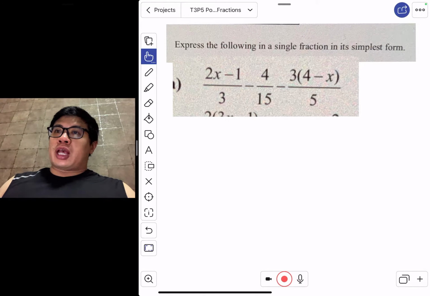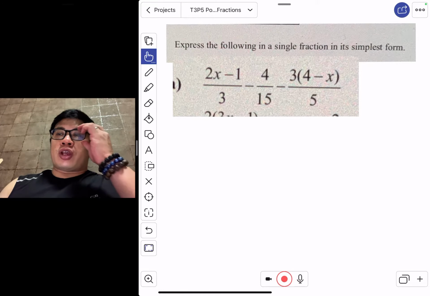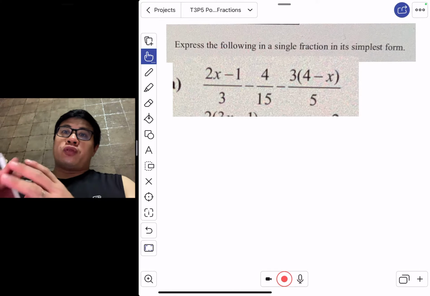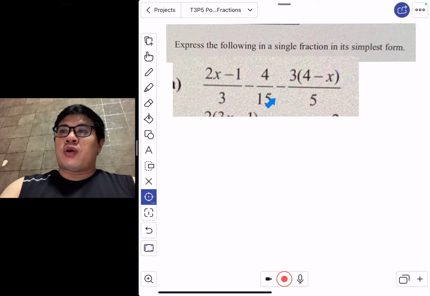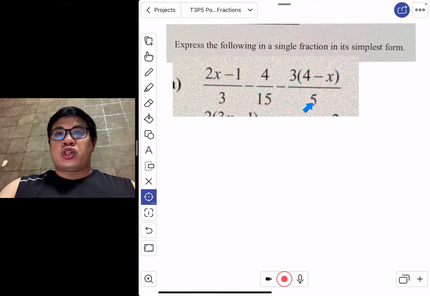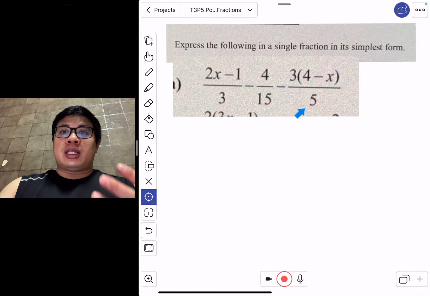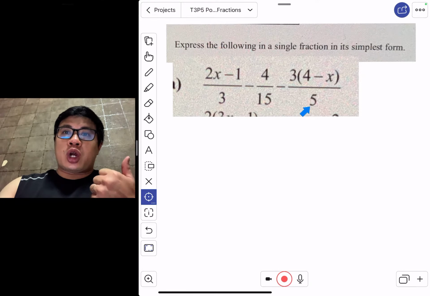We are supposed to express the following as a single fraction in the simplest form. If you take a look at this question, (2x minus 1) over 3 minus 4 over 15, again for fractions, take note that you have to have the denominators be the same. In order to do that, you need to find the lowest common multiple.